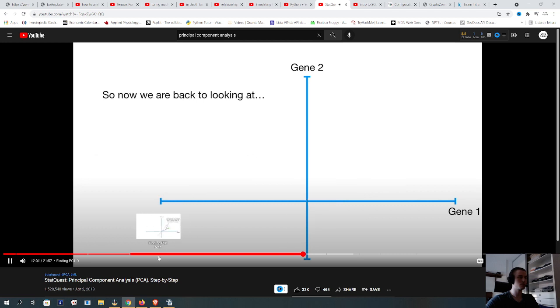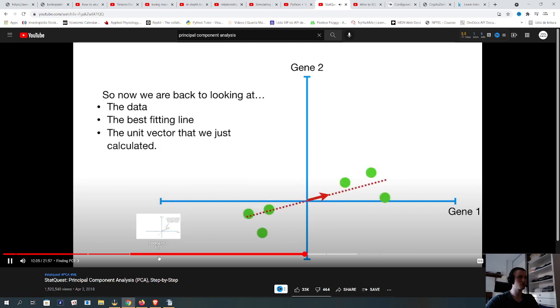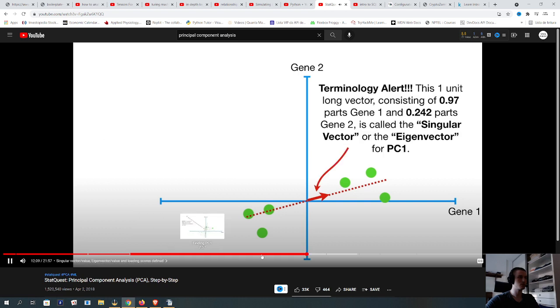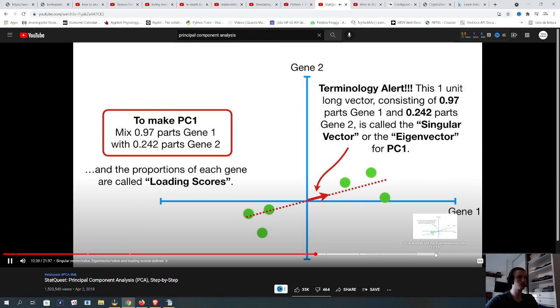So now we are back to looking at the data, the best fitting line, and the unit vector that we just calculated. Oh no, another terminology alert. This 1 unit long vector, consisting of 0.97 parts gene 1 and 0.242 parts gene 2, is called the singular vector, or the eigenvector for PC1. And the proportions of each gene are called loading scores.